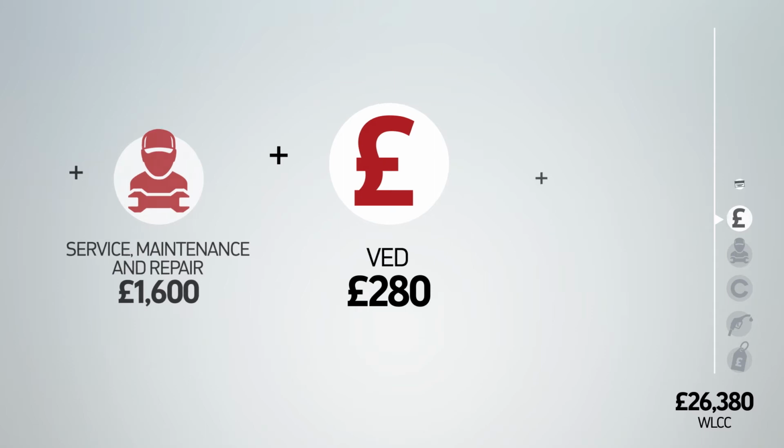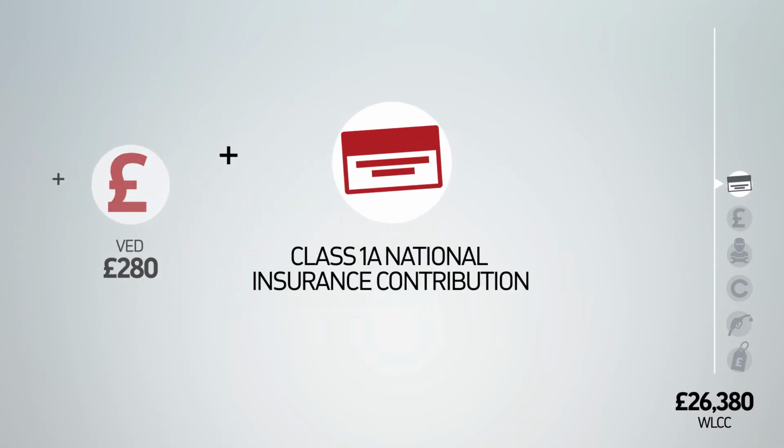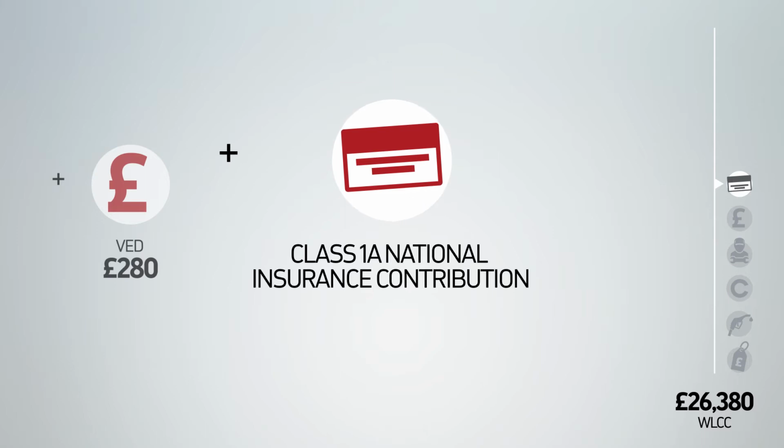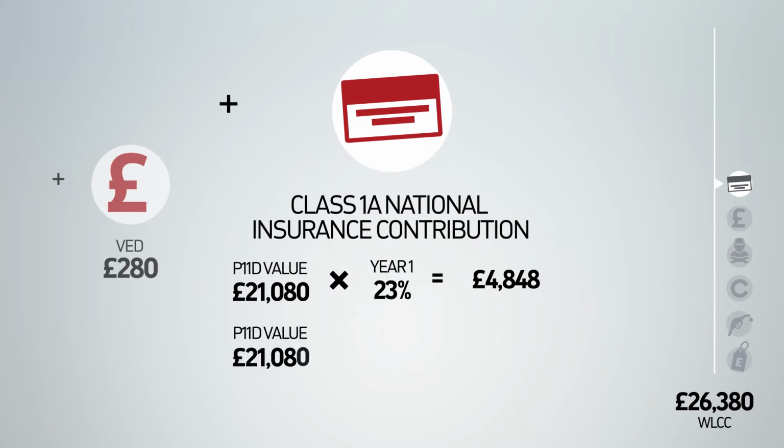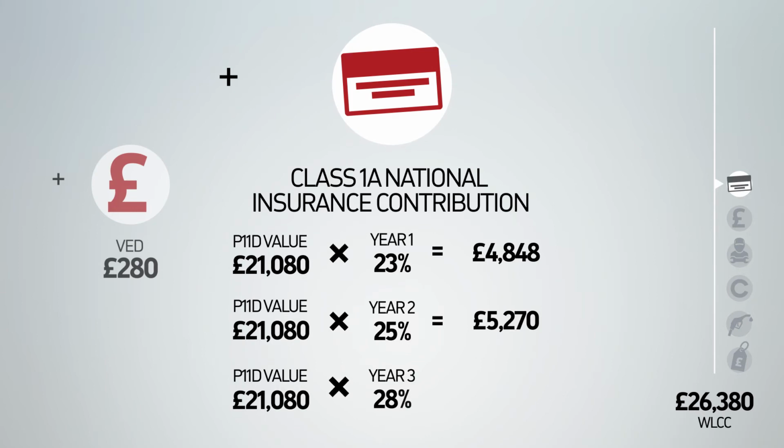Next, add the employer's Class 1A national insurance contribution. This is calculated using the car's P11D value, which is the taxable value of the car. More information on P11D is available in the What is P11D section of our website. The P11D of this example is £21,080. This figure is then multiplied by the benefit-in-kind tax band percentage for each year of ownership. More information about benefit-in-kind taxation can be found in the What is Benefit-in-kind section of our website.